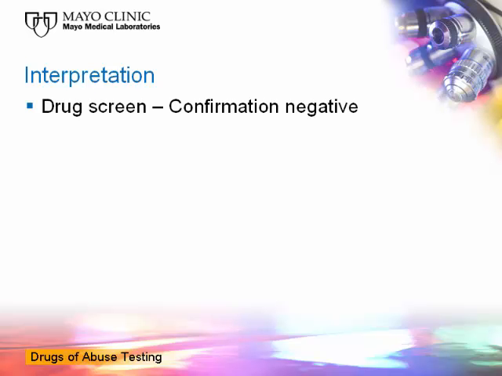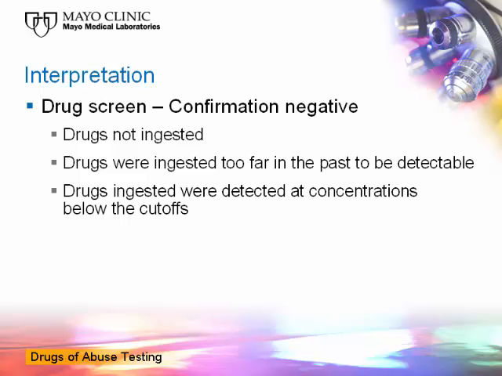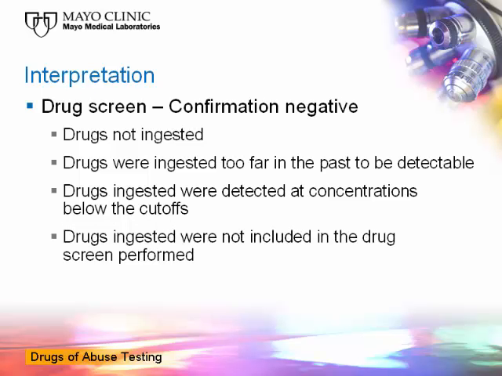So here's another common circumstance where the drug screen and the confirmation are both negative. It could mean that the drug was not ingested. It could also mean that the drug was ingested too far in the past to be detectable. An example would be LSD. The detection window for LSD is only about 8 hours, but if the request for testing was performed 3 days following LSD use, we won't be able to find it. It could be that the drug was ingested, but it was below those concentration cutoffs and therefore unable to be reported. And it could also be that the drug ingested was not included in the screen. For example, the patient may have taken pseudoephedrine. Well, that is not an illicit drug and is not included in the illicit drug of abuse screen.